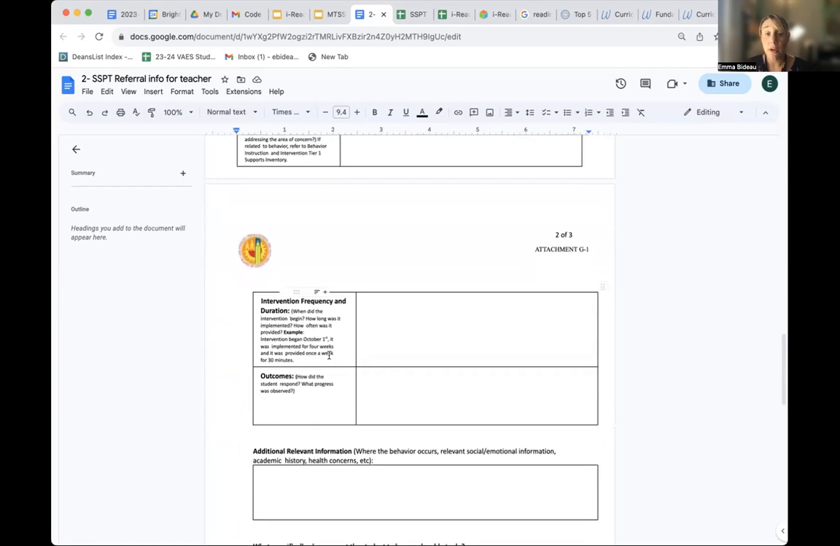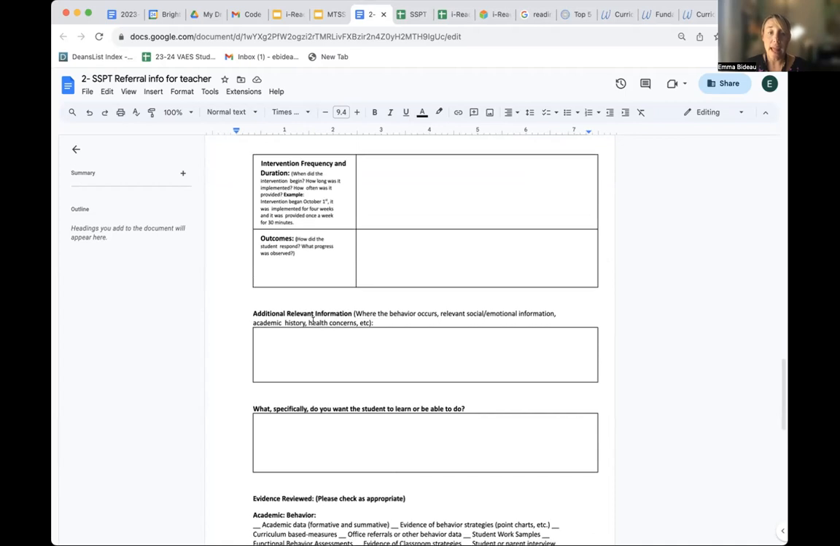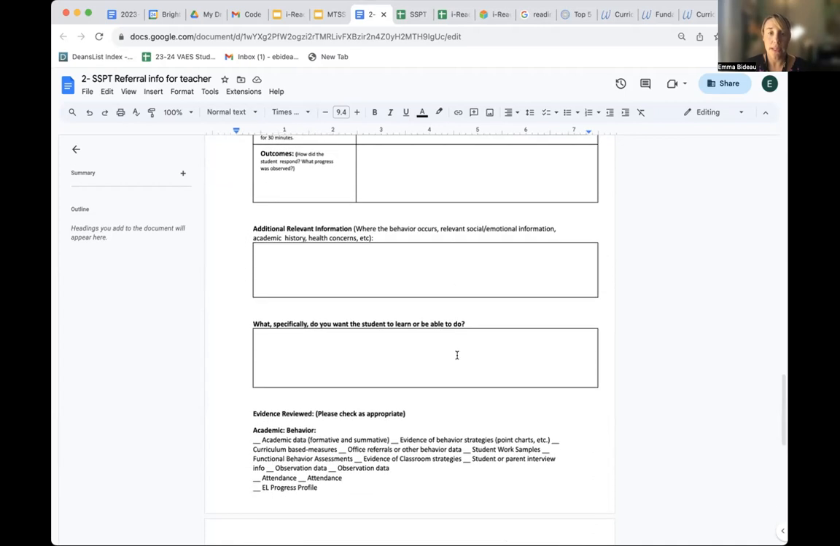And then how often are you doing those interventions? Is he or she in a reading group that meets 3 times a week? Are they in a reading group that meets twice with the teacher and once with the IA? And then how did they work? And then any other additional information in these 2 boxes.